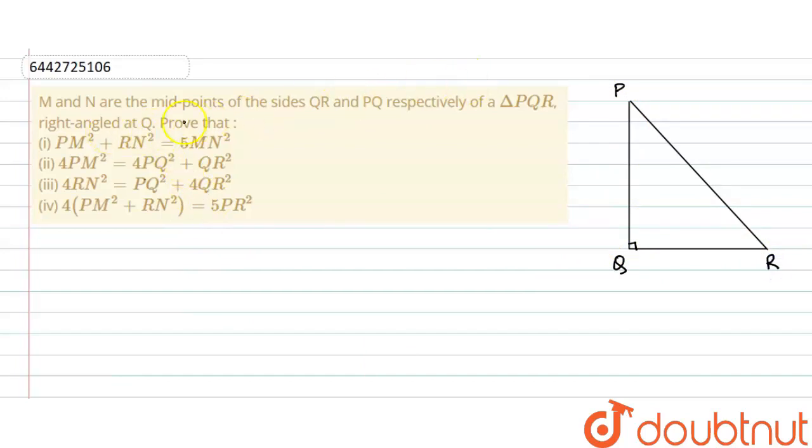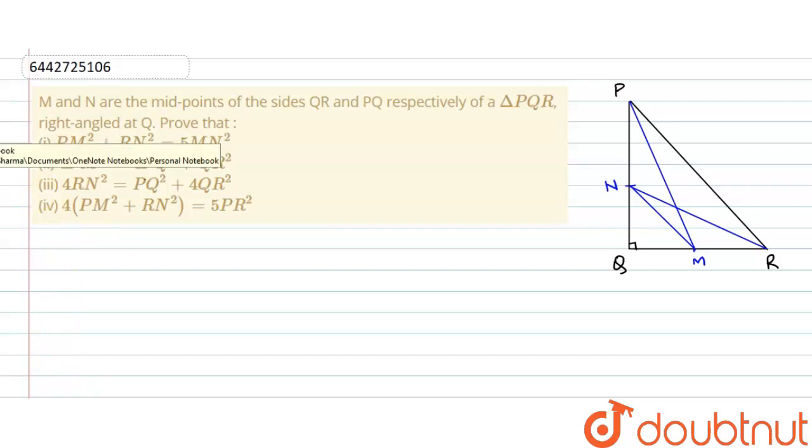Now it says that M and N are midpoints of sides QR and PQ. So M is the midpoint of QR, which will lie somewhere here. This is M, and N is the midpoint of PQ, so N will lie somewhere here. Now we have to prove the following equation. For doing that, let's first join these points. I'll join N with M, N with R, and P with M. Okay.